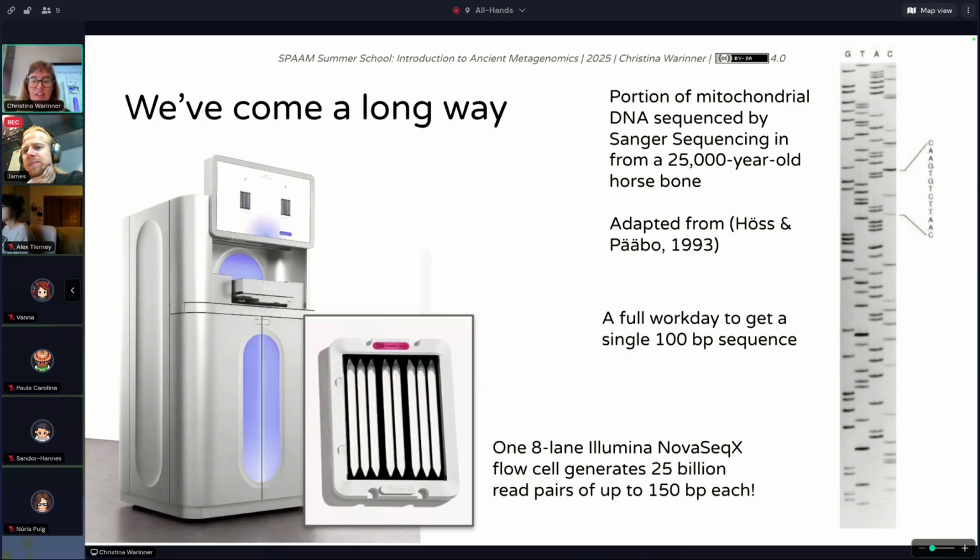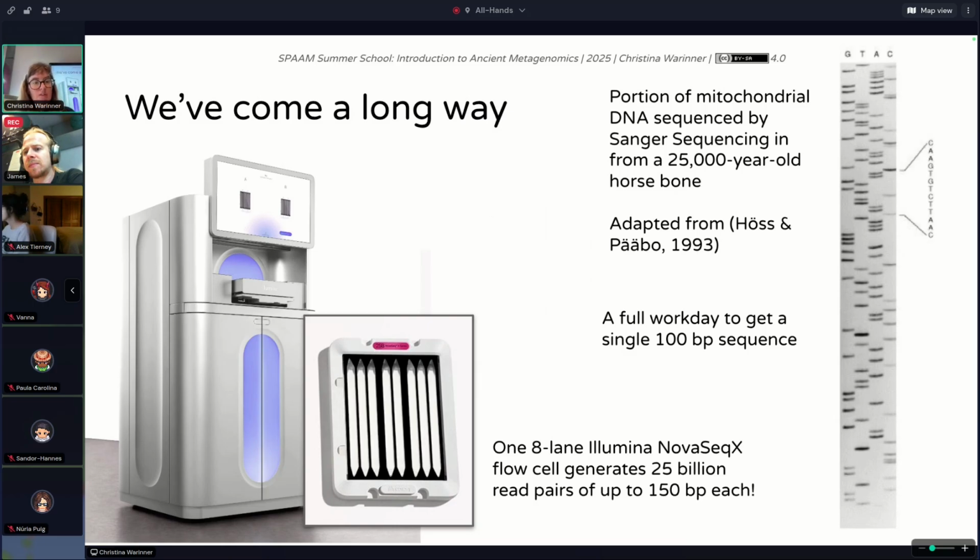Now, today we live in a completely different world. The amount of data that we can produce is so much greater. So today on one 8-lane Illumina NovaSeq X flow cell, for example, we can generate 25 billion read pairs of up to 150 base pairs each in just a day or two. So really, we've completely transformed the throughput at which we're generating this data. And the field has transitioned to one being very focused on biochemistry, to one being in wet lab methods, to one being really dominated by computational approaches.